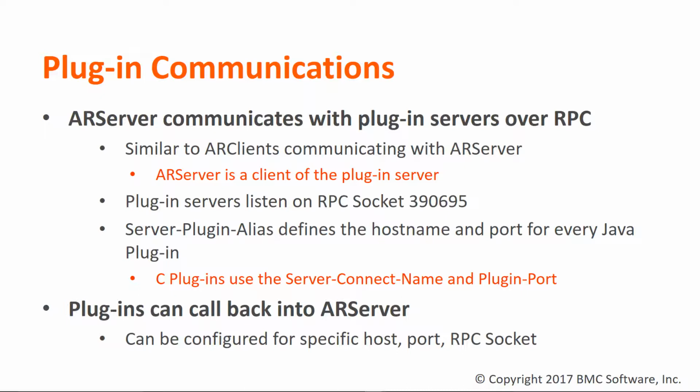The server plugin alias parameter in the config file or in the central config defines the host name and the TCP port for every Java plugin. So you might end up having 4 or 5 Java plugin servers, and your plugins will be running on individual plugin servers. And for AR server to know which Java plugin server to connect to, it uses the server plugin alias. C plugins use the server connect name to connect to the C plugin server, and it uses the plugin port parameter. So C plugins don't normally have a server plugin alias assigned to them.